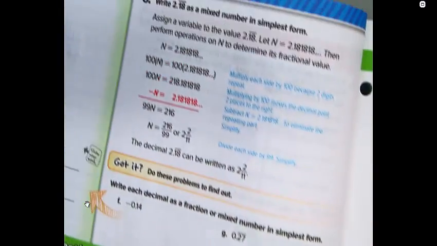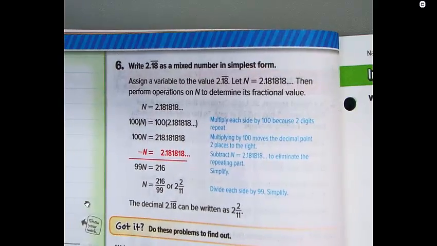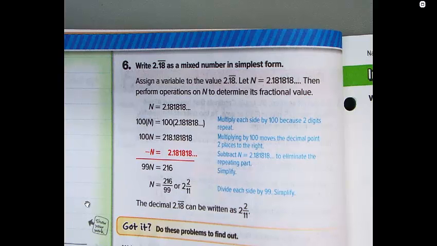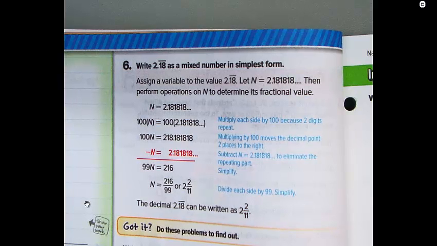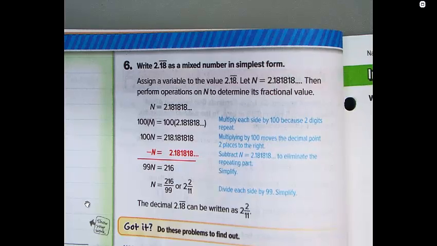Okay, if you want to turn the page and look here at example 6. Now here it says write 2.18 repeating as a mixed number in simplest form. Just like the last one, assign a variable to the value 2.18. Let n equal 2.181818 repeating. Then perform operations on n to determine its fractional value. So we're essentially doing the same thing except one little change.